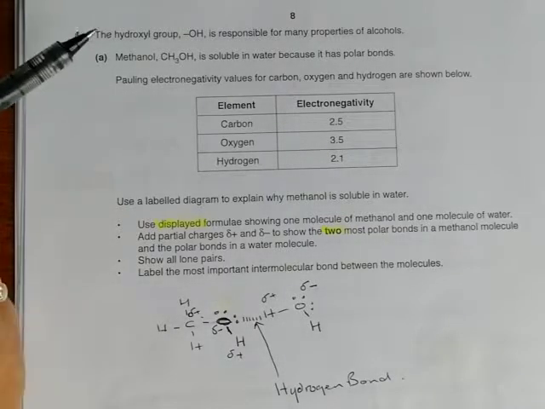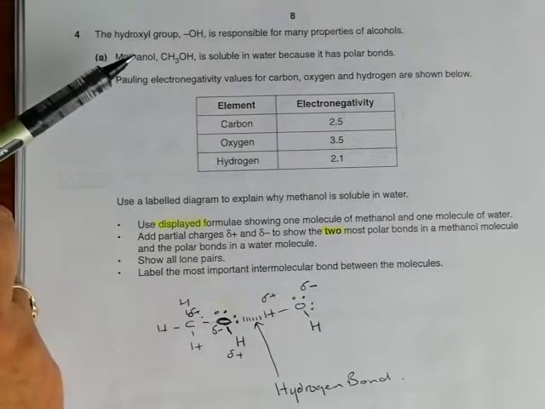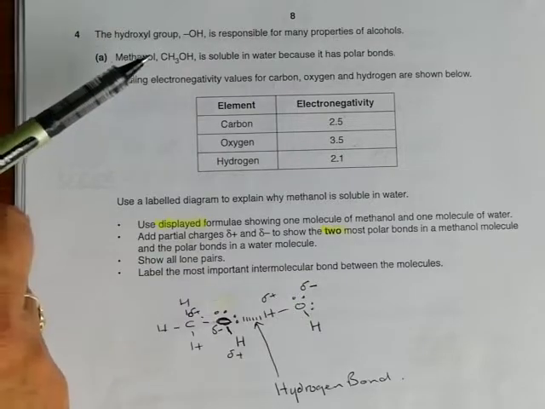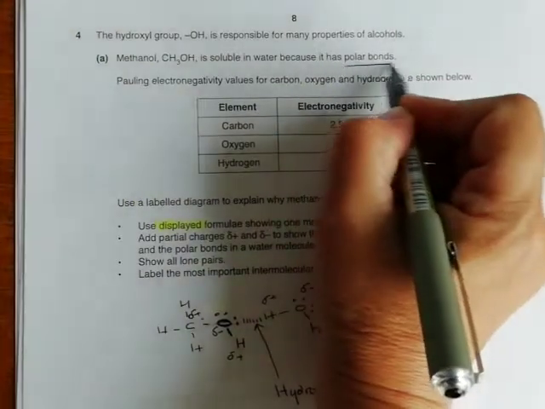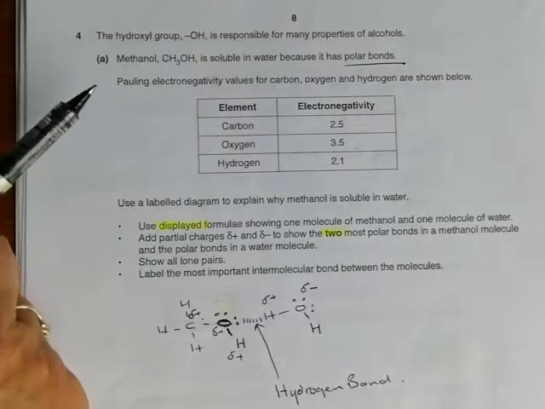So we're on to hydrogen bonding now. They're telling us that the hydroxyl group is responsible for many properties of alcohol. Methanol is soluble in water because it's got polar bonds. They're talking about that for you. There's lots of clues here about where you're going with this.